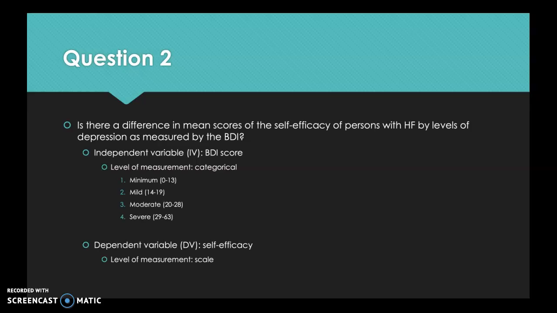Minimum severity of depression is a score from 0 to 13. The mild score of depression is 14 to 19. Moderate is 20 to 28, and a severe score is from 29 to 68. The dependent variable is self-efficacy, which is scale data.